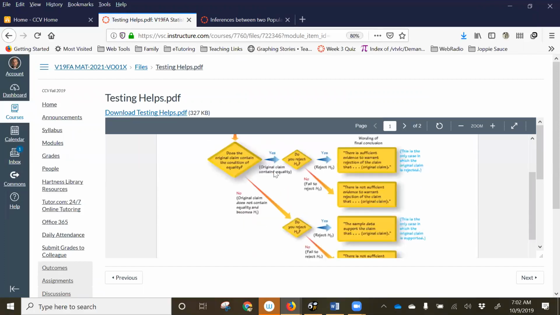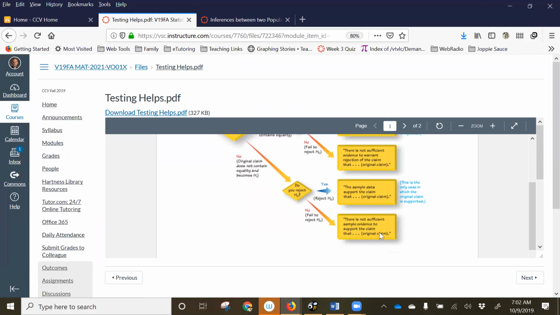Because our claim was not HO, our claim was H1. It said that there's a difference. And so we're coming down here. Did we reject HO? No, we did not. So this is how we want to phrase our conclusion. You can certainly see this on the handout. It says there's not sufficient sample evidence to support the claim that the mean GPA for women is higher than the mean GPA for men. Okay, so see how I related that back to that claim? You could use the wording in your claim, but you don't want to say too much, but you've got to say enough. So we failed to reject HO, and that's our decision. Okay, hopefully that helps you get this right next time.